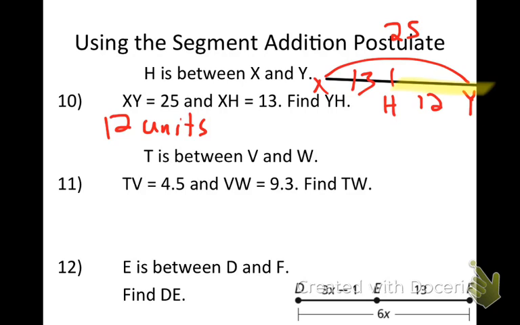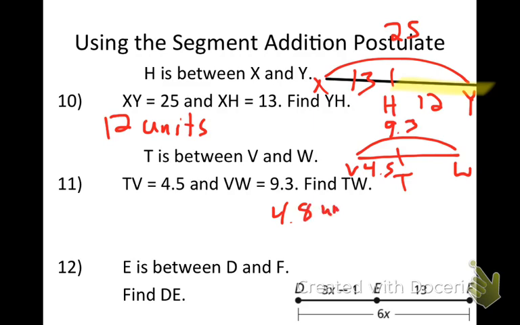11. Simeon, what'd you get? That is correct. Nice job. So I have VW here, T somewhere in the middle. VW is 9.3. TV is 4.5. Subtract them and you get 4.8 units.